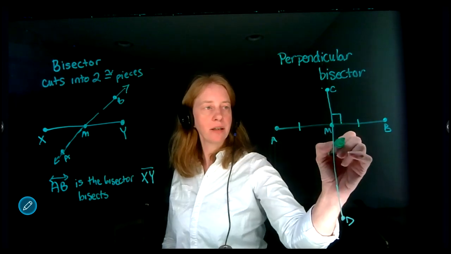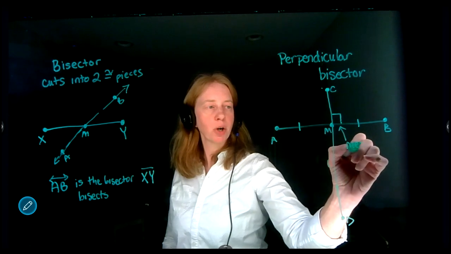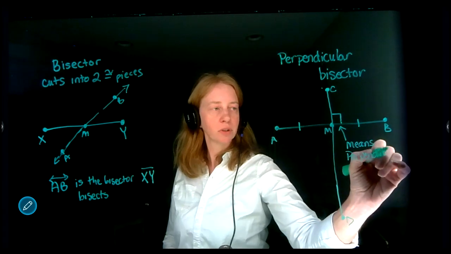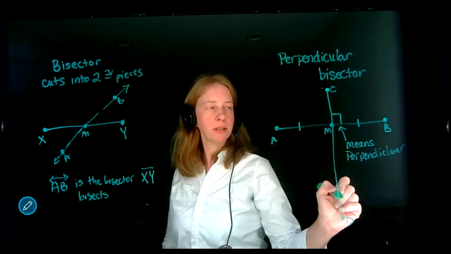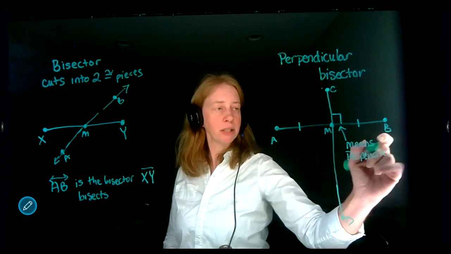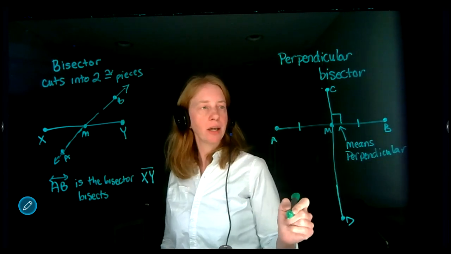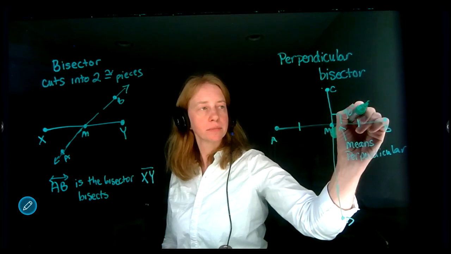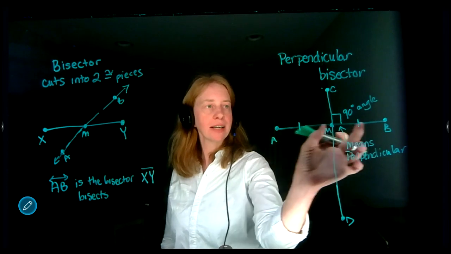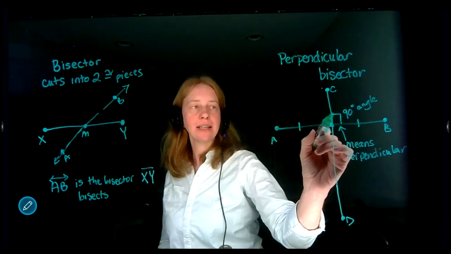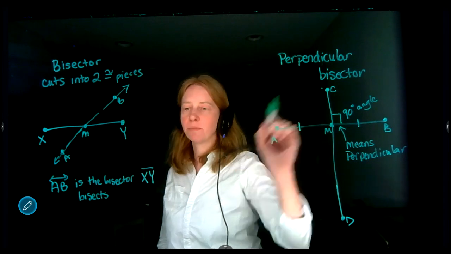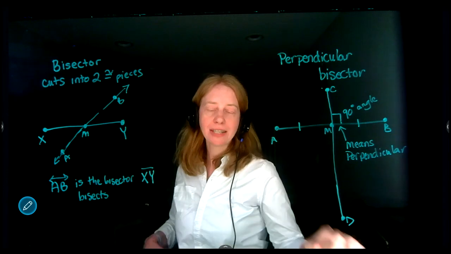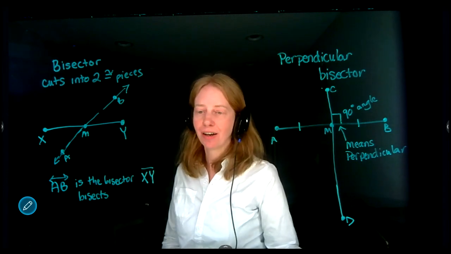We have this symbol right here. This symbol means perpendicular, and that also means I can't spell perpendicular. That means that this is a 90-degree angle. So if it's a bisector and it's at a 90-degree angle, we have a special word for that, perpendicular bisector. So hopefully you've got these notes and you can move right on to the next.